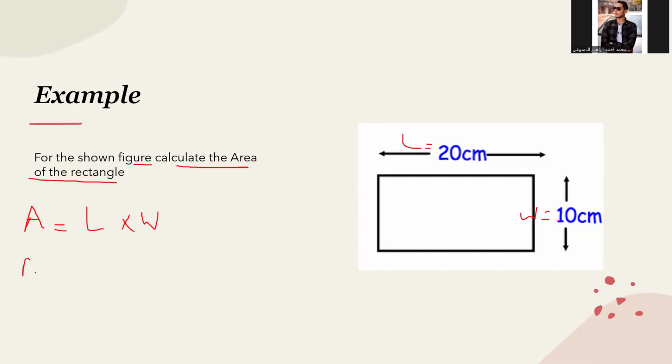Okay, so the area equals the length, which is 20, times the width, which is 10. That means that the area is 200. 200 of what? Centimeter square, because he's using the unit length of centimeter.